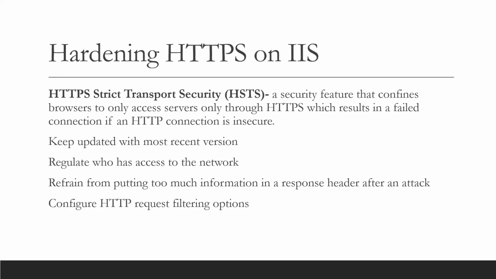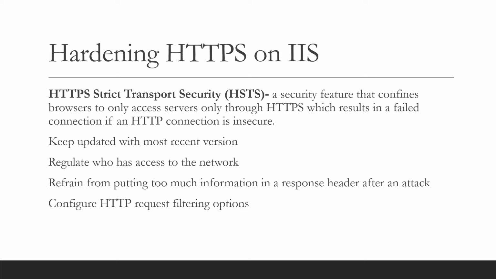Some good ways to harden HTTPS within IIS is through HTTP Strict Transport Security, also known as HSTS, which is a security feature that confines browsers to only access servers through HTTPS, which results in a failed connection if the connection is insecure. So this is a good way to stop third parties that are potentially threatening to the server.